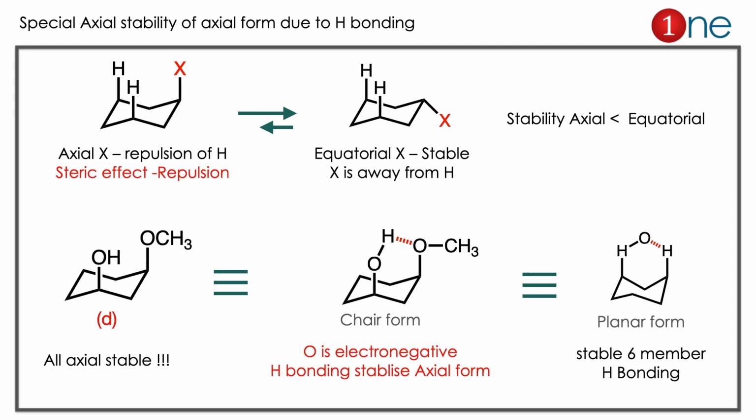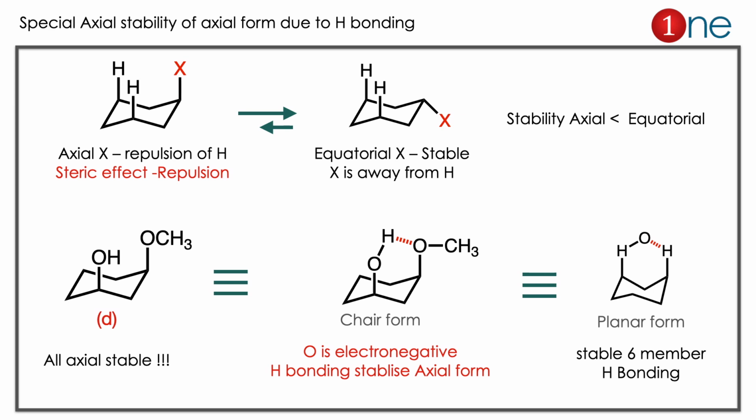But in our case, D, we take it because that is our answer. All axial is stable there. What really happens is the oxygen atom is more electronegative, so it can influence hydrogen bonding like water. So it forms a nice 6-member ring there. You can draw it in chair form as well as planar form. In planar form you can nicely see a 6-member transition state, or 6-member hydrogen bonded state. So it will be very stable in the axial form.